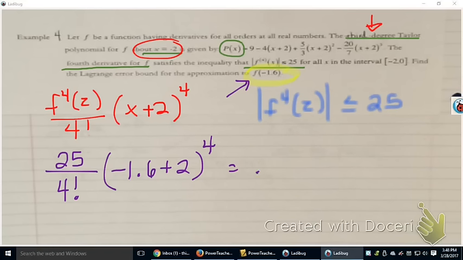And I get 0.026 repeating. So this particular problem, the error would be 0.026.